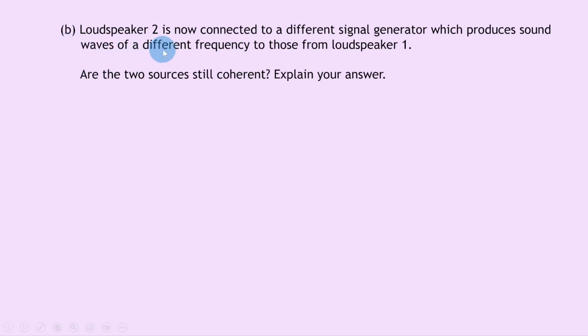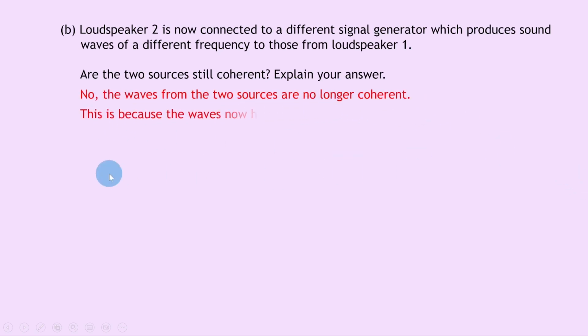Part B then says loudspeaker 2 is now connected to a different signal generator which produces sound waves of a different frequency to those from loudspeaker 1. Are the two sources still coherent? Explain your answer. Well, we could say that no, the waves from the two sources are no longer coherent. This is because the waves now have different frequencies.